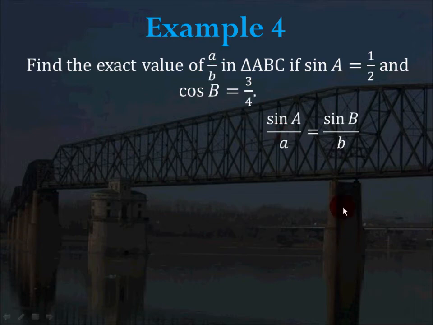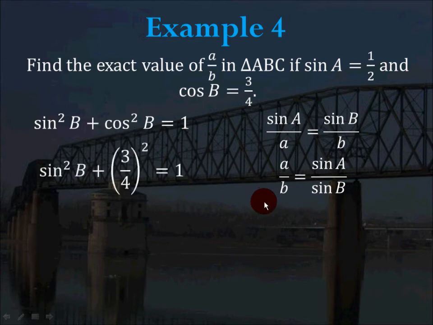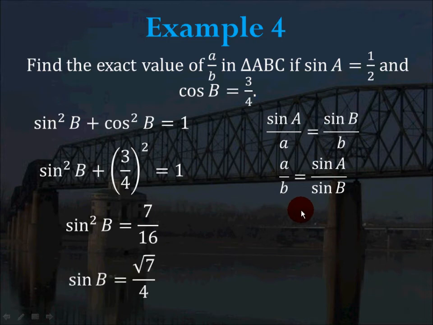Well, we can rewrite this by doing some algebra, and a over b is going to be equal to sine of angle A over sine of angle B. Well, that's great. We know the sine of angle A. Now we just need to figure out what sine of B is. And this is what helps if you remember the main trigonometric identity of sine squared B plus cosine squared B equals 1. So you plug in. You're looking for sine squared B. You know cosine B is 3/4, so 3/4 squared plus sine squared B equals 1. So sine squared B is 7/16, and so the sine of B is equal to radical 7 over 4.